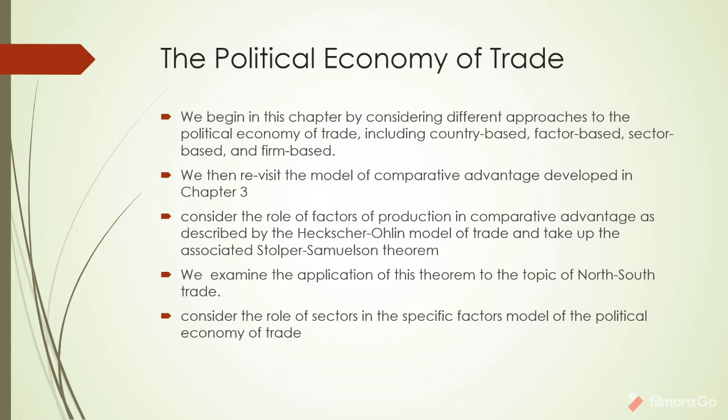So we're going to remember a little bit about chapter 3, and we will consider the role of factors of production in comparative advantage as described by the Heckscher-Ohlin model of trade and take up the associated Stolper-Samuelson theorem. Then we will examine the application of this theorem to the topic of North-South trade. Then finally, we're going to consider the role of sectors in the specific factors model of the political economy of trade.